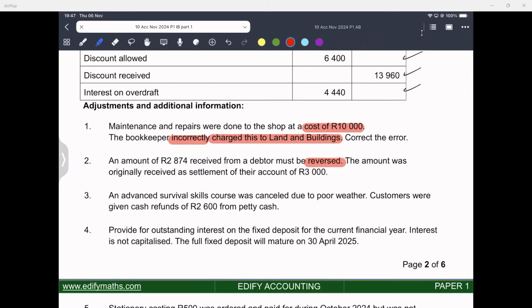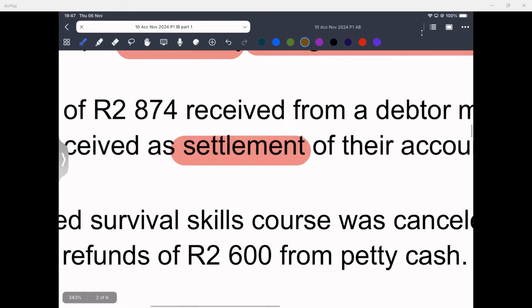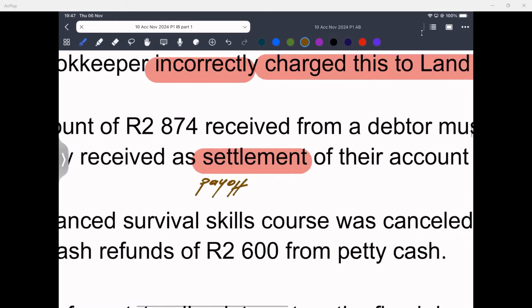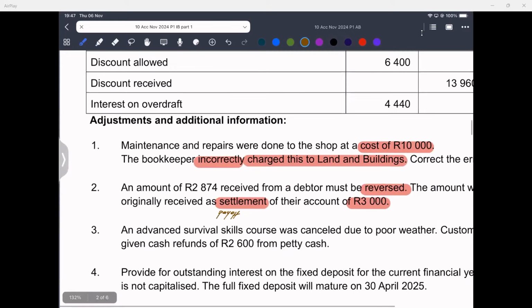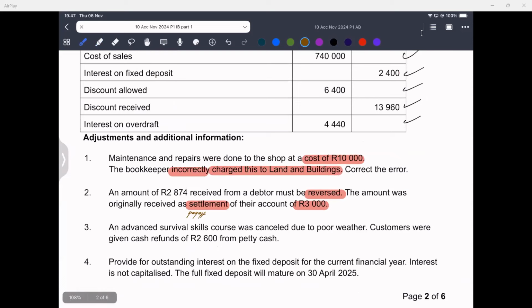The amount was originally received in settlement of the account of 3,000 rand. To settle something means to pay off. So to settle means to pay off. So this person paid us 2,874, right? For owing us 3,000 for that. Okay, so now think about it. They were paying us 2,874, but they were owing us 3,000 rand.